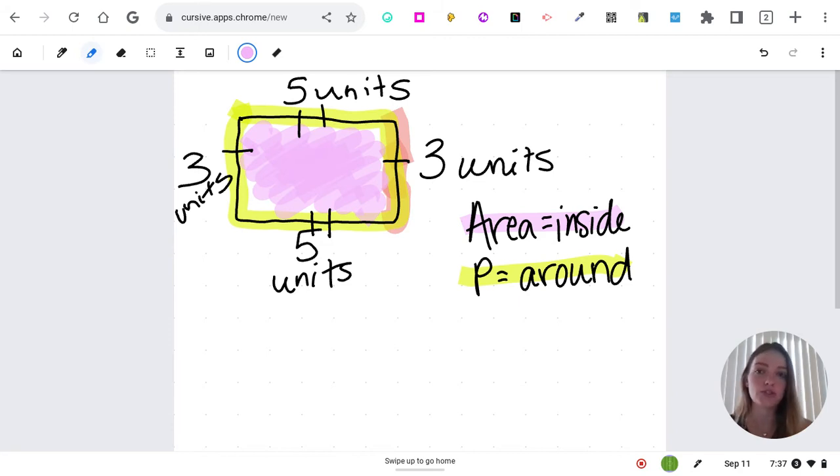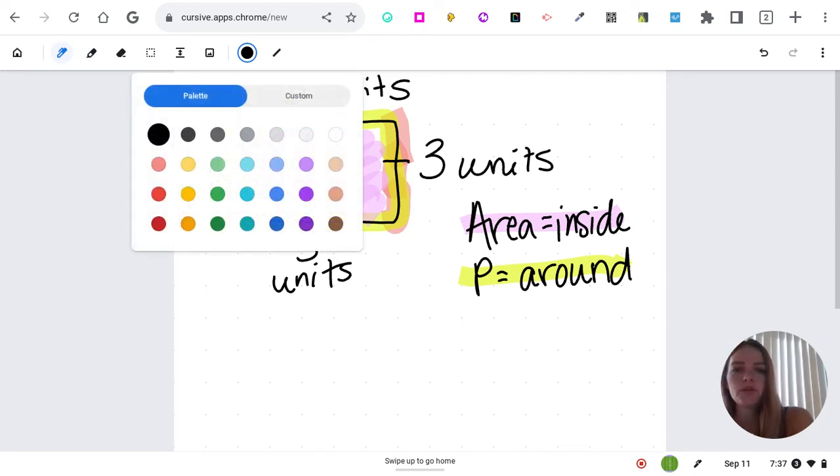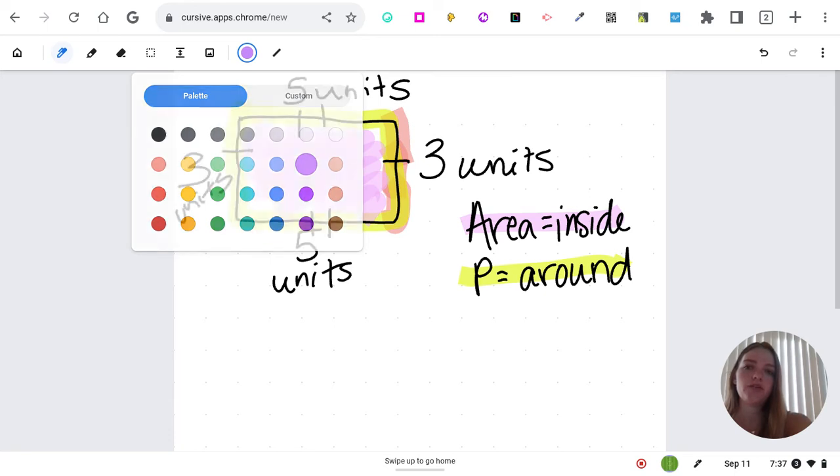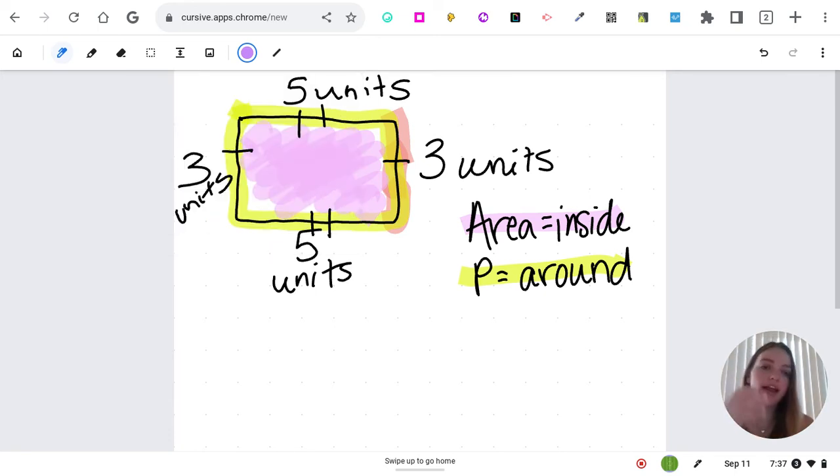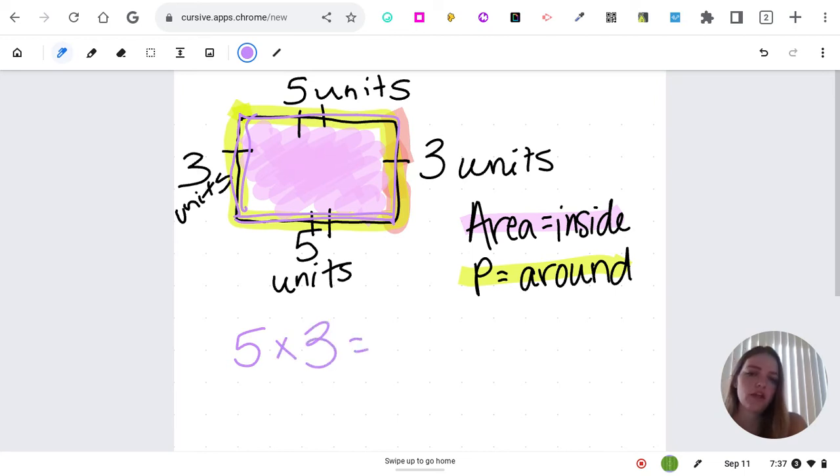Now I'm going to show you how to solve. Back to my marker tool here. For area, I'm going to solve that one first, so I'm going to match the color here. The formula for area is length times width. Length is how long your rectangle is, and width is how wide it is right here. So the formula is going to be 3 times 5. Well, 5 times 3, because 5 is my length, 3 is my width. So I'm going to do 5 times 3. Then I find that my area is going to be 15.